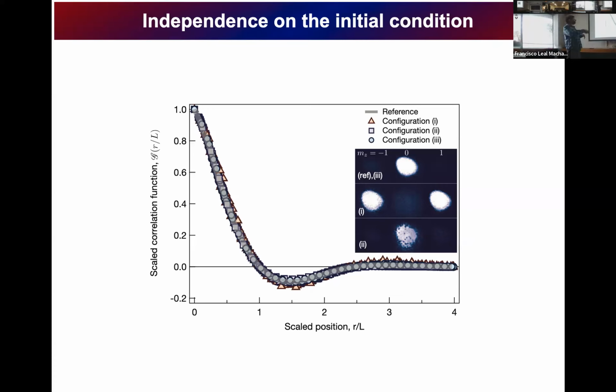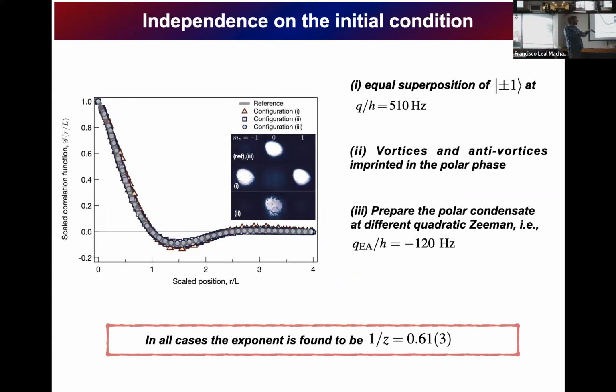When we do that, here I showed you, for instance, the corresponding scale correlation function. These different symbols correspond to the different initial configurations, and you see that all of the data fall on top of each other, and by doing the same analysis in terms of the domain lengths and so on, we can find again the same critical exponent 0.6.